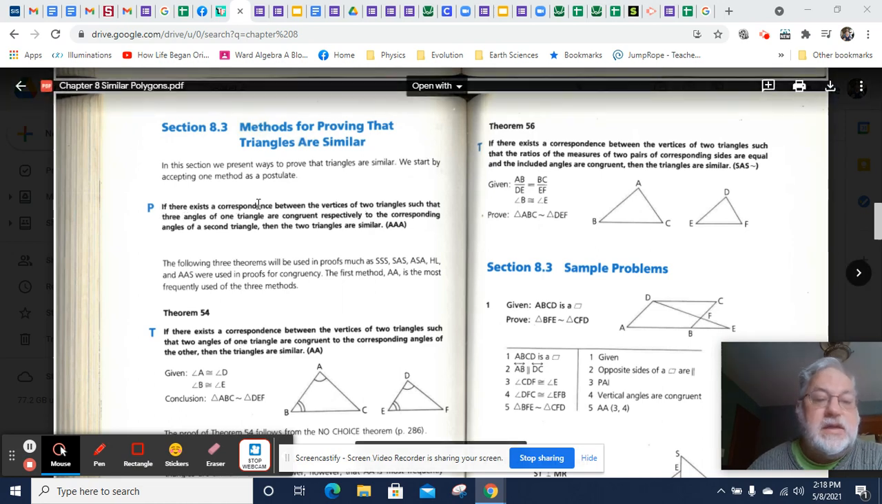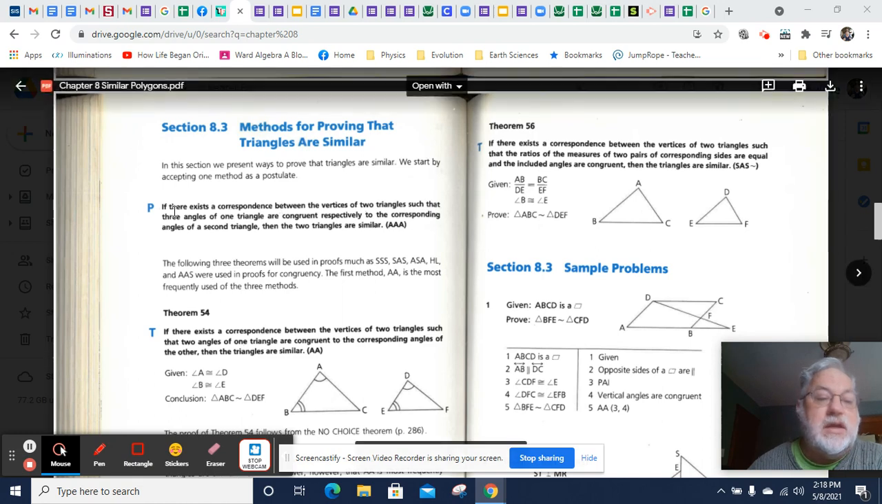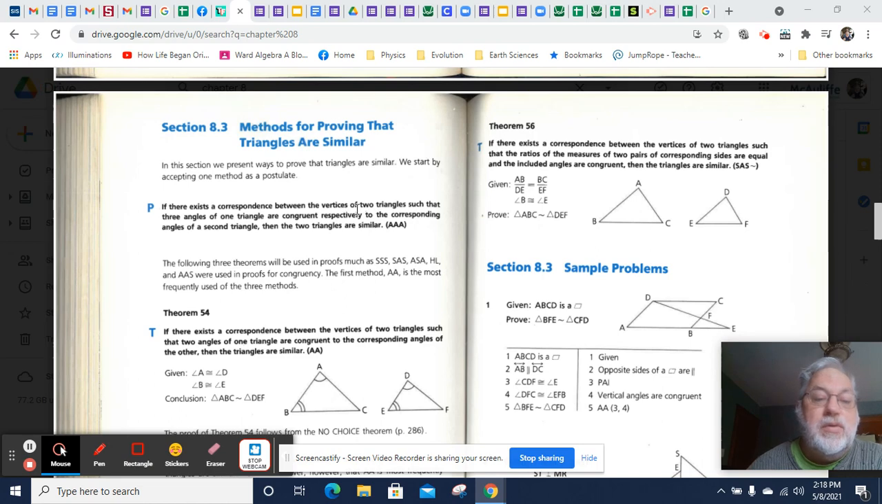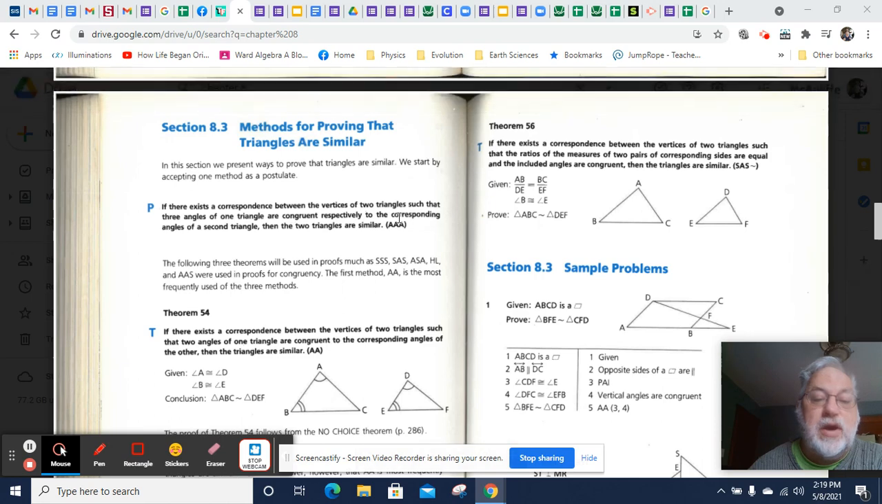If there exists a correspondence between the vertices of two triangles such that three angles of one triangle are congruent respectively to the corresponding angles of the second triangle, then the two triangles are similar. That's angle, angle, angle. Basically, this is a fancy pants way of saying if the corresponding angles are all congruent, then the two triangles are similar.